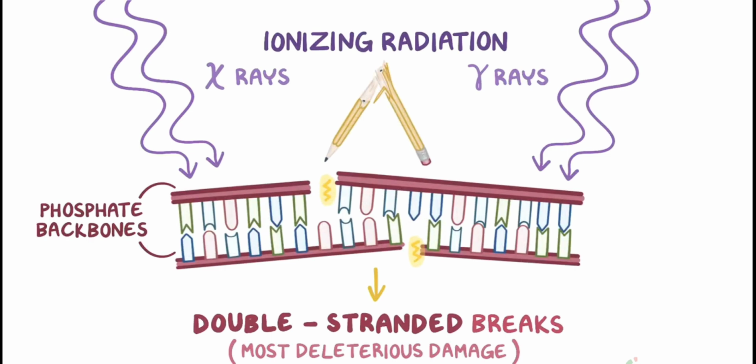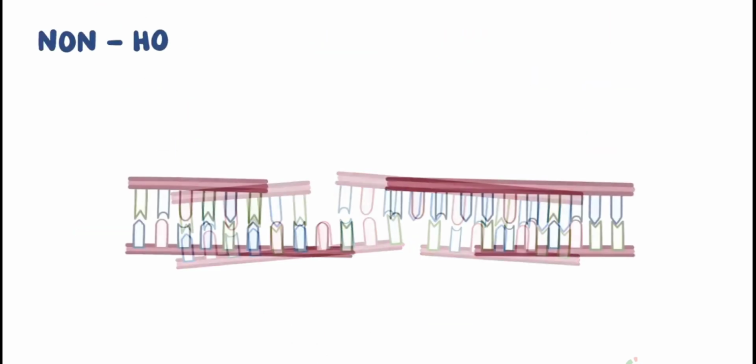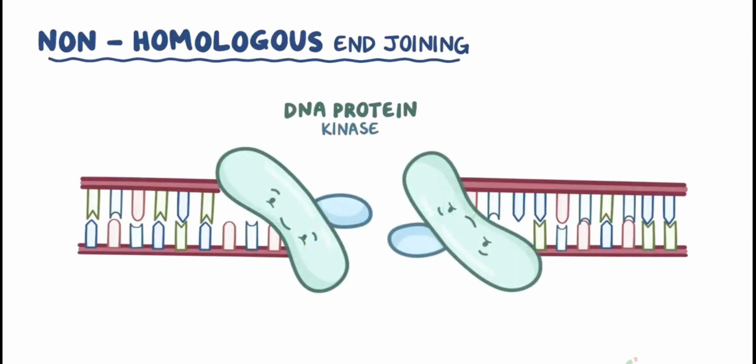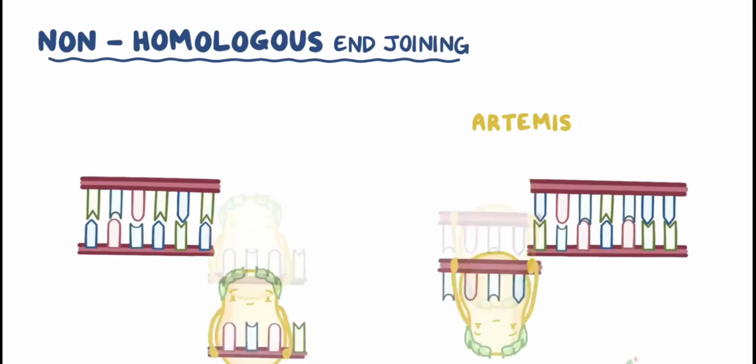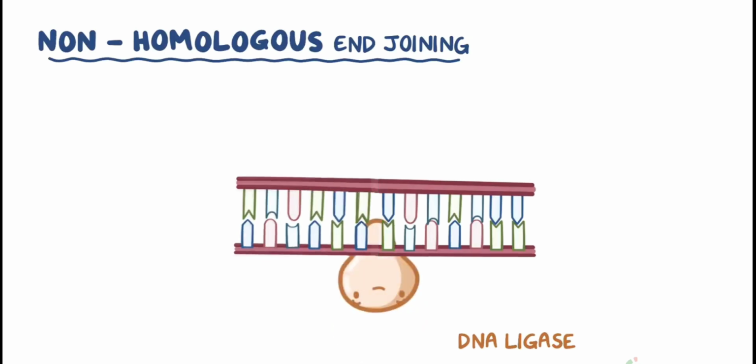Now, to fix double-stranded breaks, there are 2 main repair mechanisms. The most common type is non-homologous end joining, where a protein complex called DNA-protein kinase starts by binding to each end of the broken DNA. Then it recruits another protein, called Artemis, named after the Greek goddess, to cut off the single-stranded ends. It's like using a tiny bit of sandpaper to smooth the broken ends of the pencil, so that the pencil can be more easily glued together again. Finally, a ligase enzyme, which would be the glue, binds the 2 ends of the DNA.